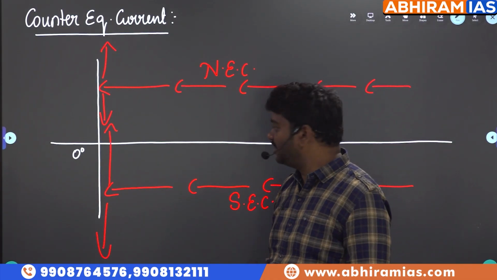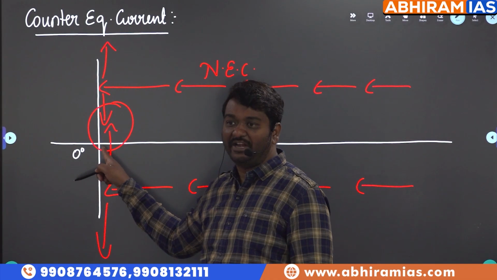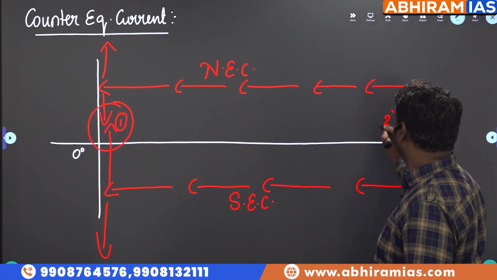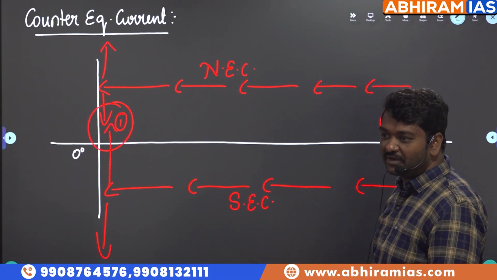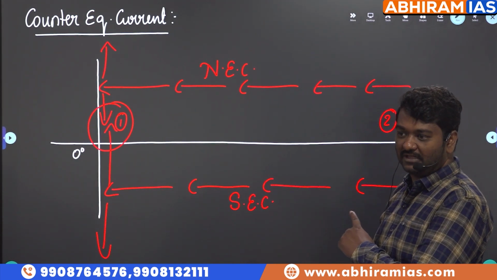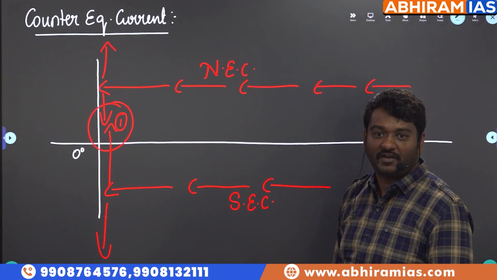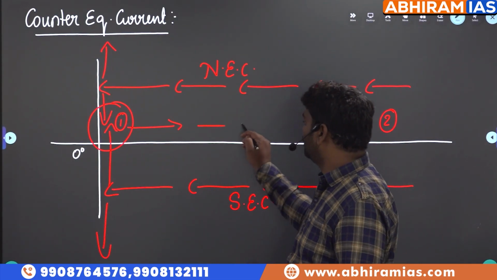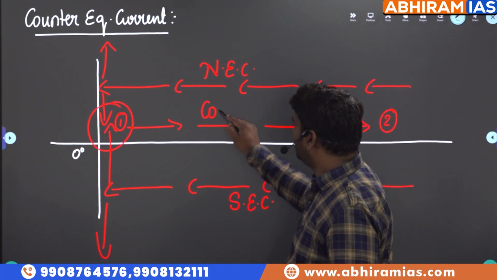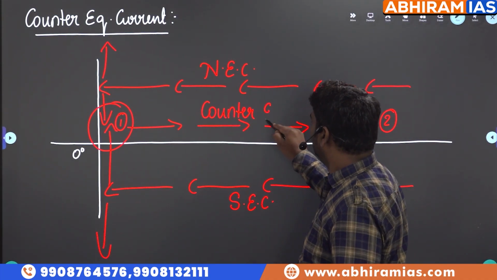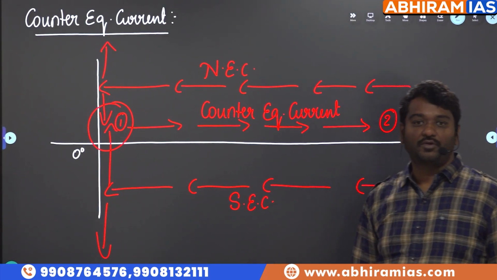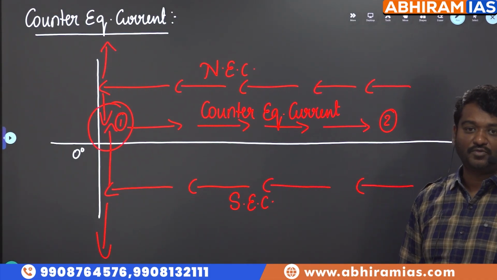My point to you all: here you see, water is accumulating from both sides. Can you tell me which side water is more and which side water will be less? At 1, water is more; at 2, water is less. So water will flow from where to where? From 1 to 2. This is called counter equatorial current or equatorial counter current.